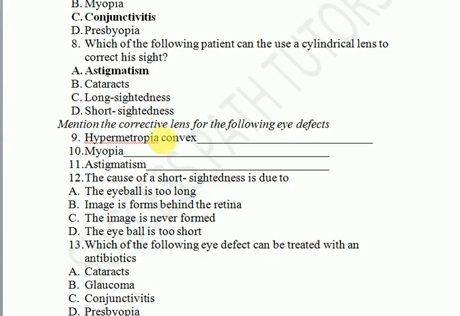Now for myopia, the person's condition can be corrected using a concave lens.